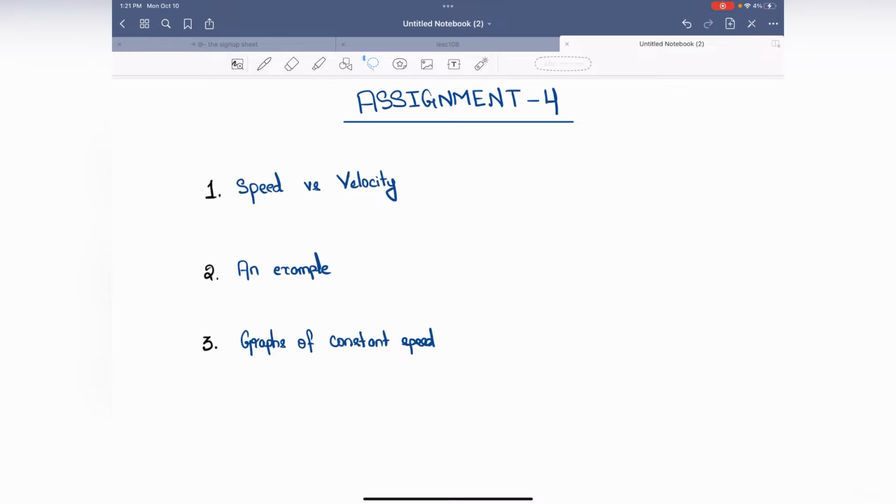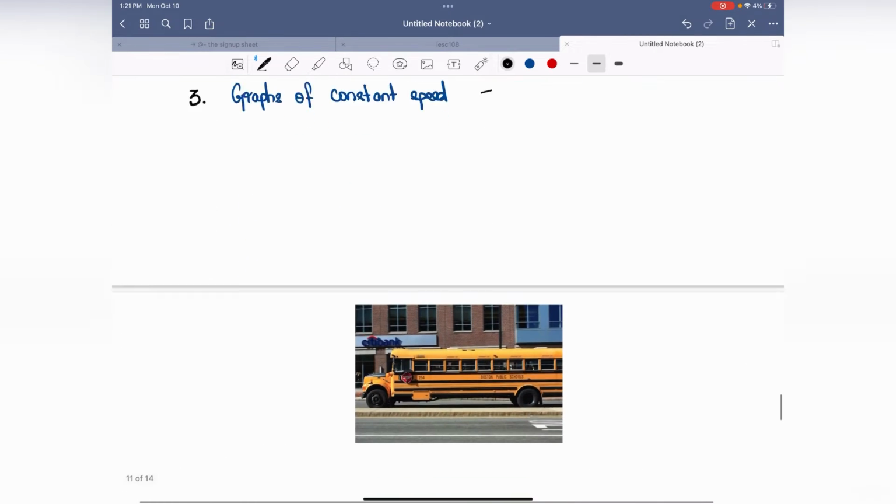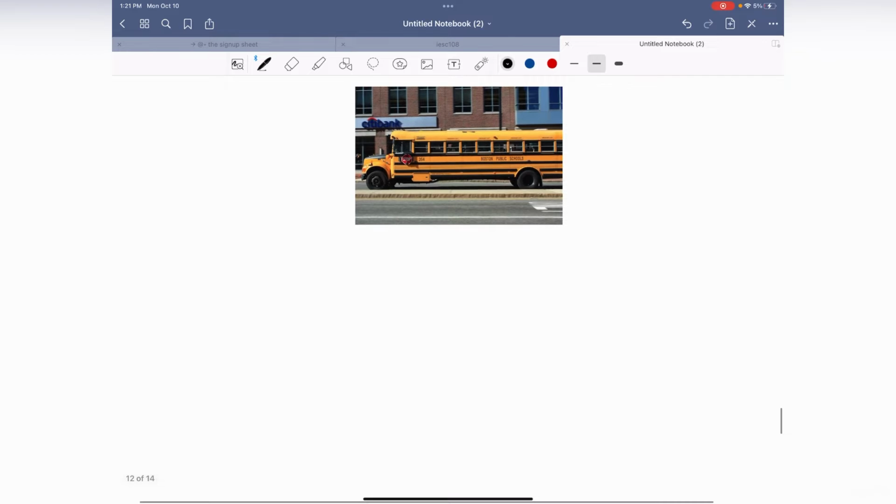We need to talk about what is speed and velocity. We need to talk about an example of how to calculate that. And then we're going to talk about how to read a graph. Very simple and straightforward. Let's get into action. So, what is speed and what is velocity?